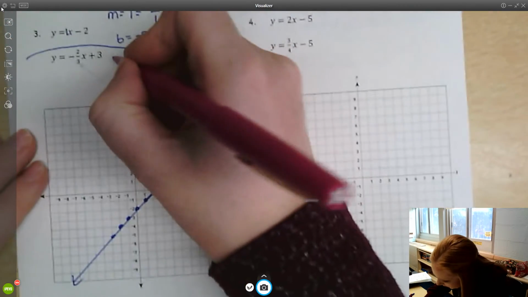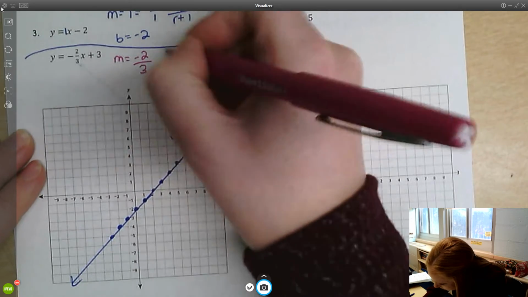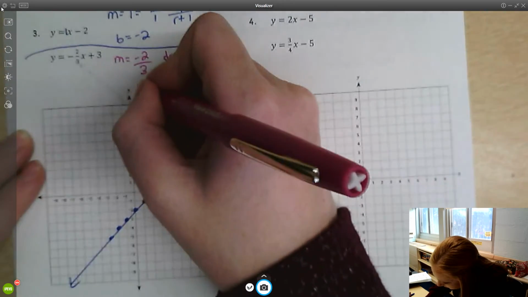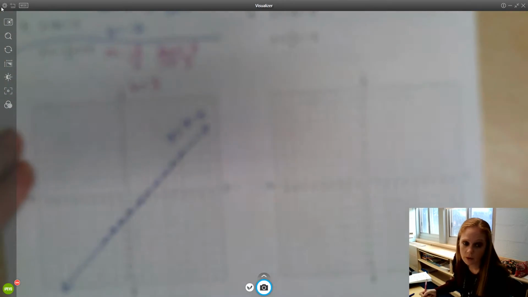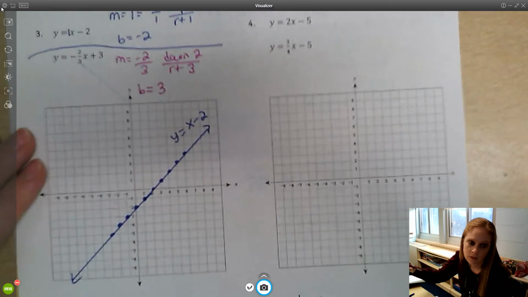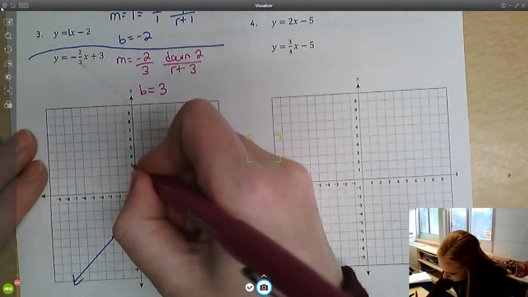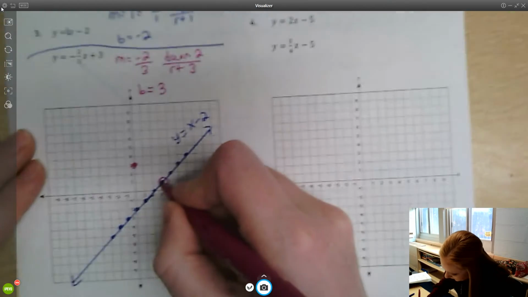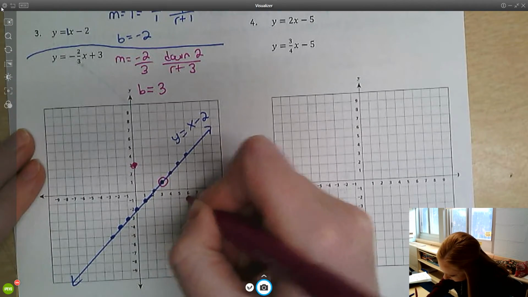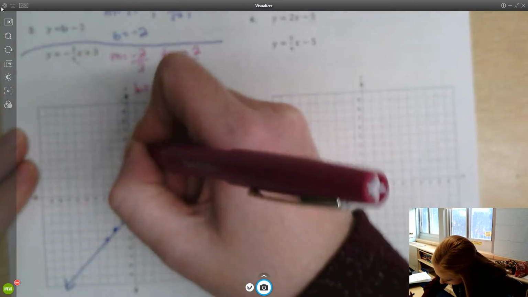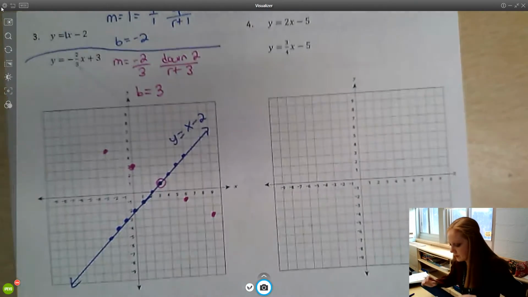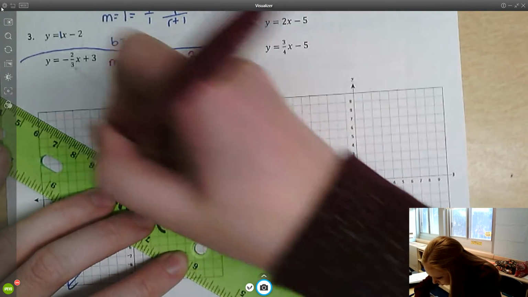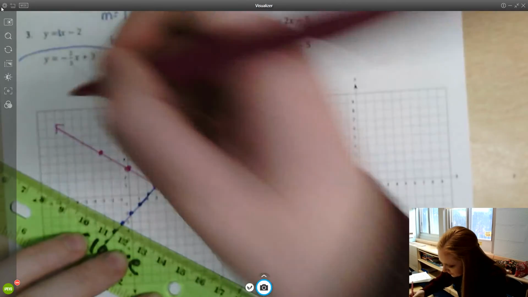Okay, the other one, our m is negative 2/3. So that means we're going to be going down 2, right 3. And our b is 3, so we're going to begin at 3. Beginning at 3, down 2, right 3. Bingo. Down 2, right 3. Down 2, right 3. Up 2, left 3. I already know I found my solution, where they intersect, where they cross, the point that is on both of these lines.